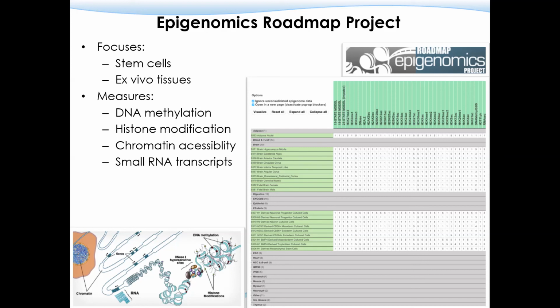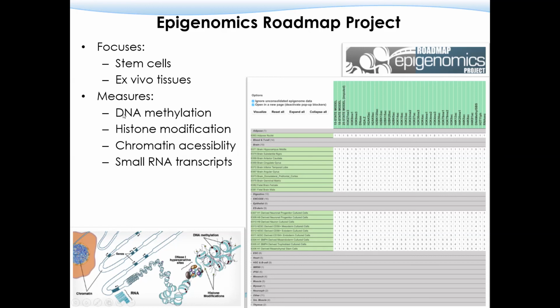And another similar project is the Epigenomics Roadmap project. So the focus is very similar to ENCODE in terms of overall scope. It's trying to annotate the genome. But the focus here is on stem cells and ex vivo tissues. Okay, ENCODE, I forgot to mention, mostly uses cell lines. That's what ENCODE is more focusing on. For this one, it's more like in vivo or ex vivo types of tissues.